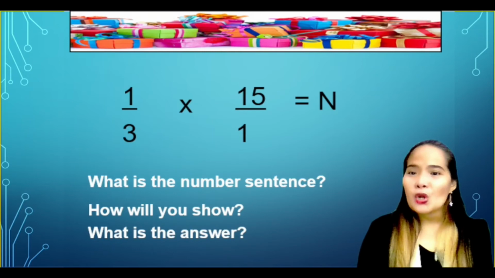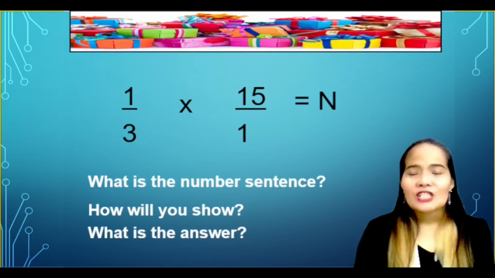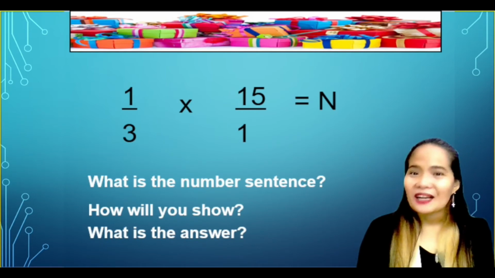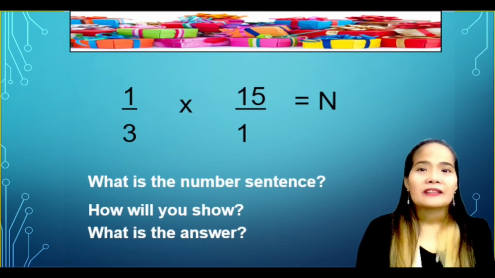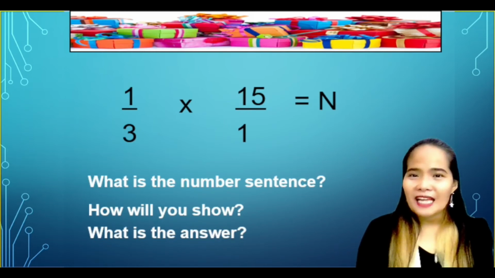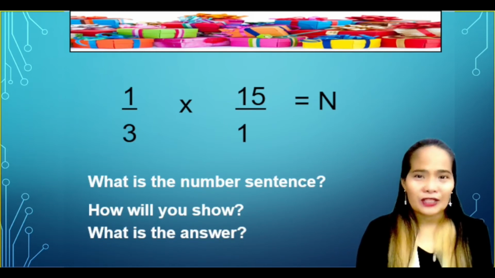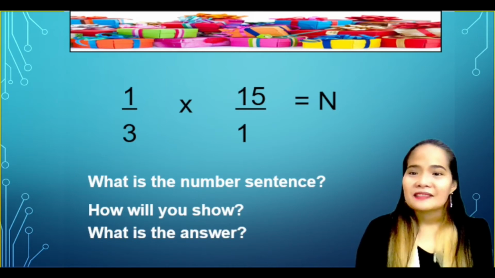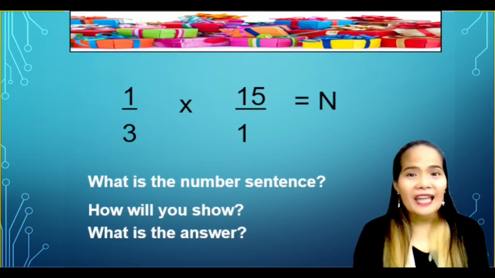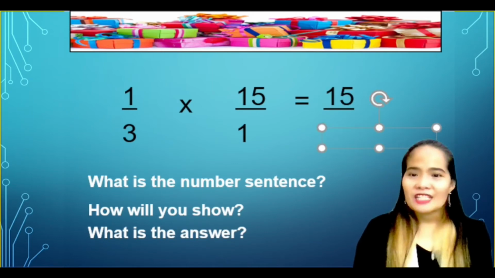And that's how we show the number sentence. So what's the next thing we need to do in multiplying fractions? Okay. So, pupil number 9, you have to multiply the numerator by its numerator. So that is 1 times 15. What is our answer? The answer is 15.